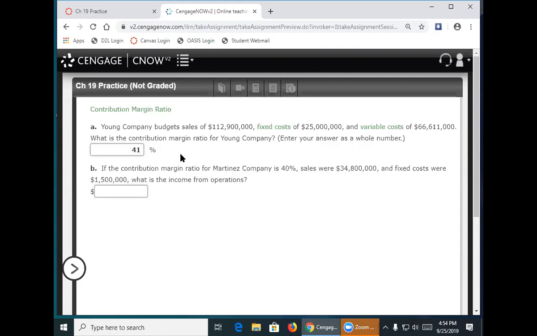So contribution margin equals sales minus variable costs. In this scenario, when our sales were 34,800,000 and our contribution margin ratio is 40%, my contribution margin would be 13,920,000. That's my contribution margin. But they want to know income from operations. What this contribution margin is, if you remember, is sales minus variable costs. So all I have to do then is subtract out my fixed costs.